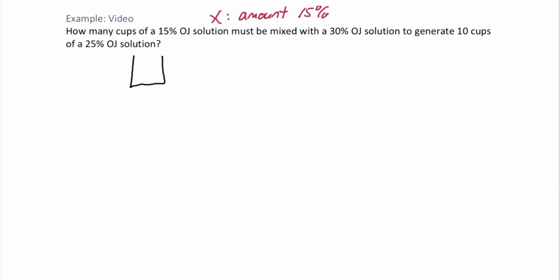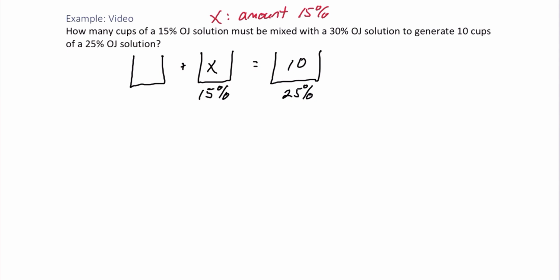We have an initial container. We're adding to that container to get a result. We know that that result needs to be 10 cups, and we want it to be 25% OJ solution. We don't know the amount that we're adding, but we know that it needs to be 15%.